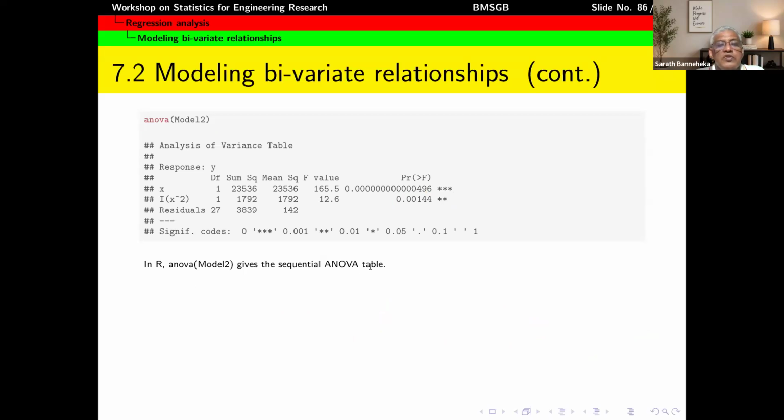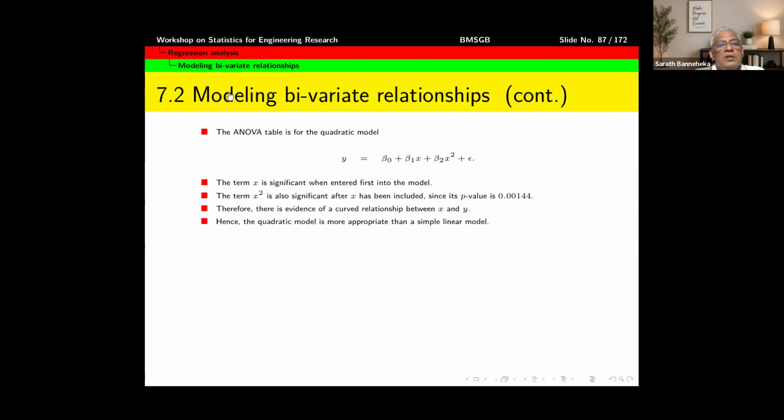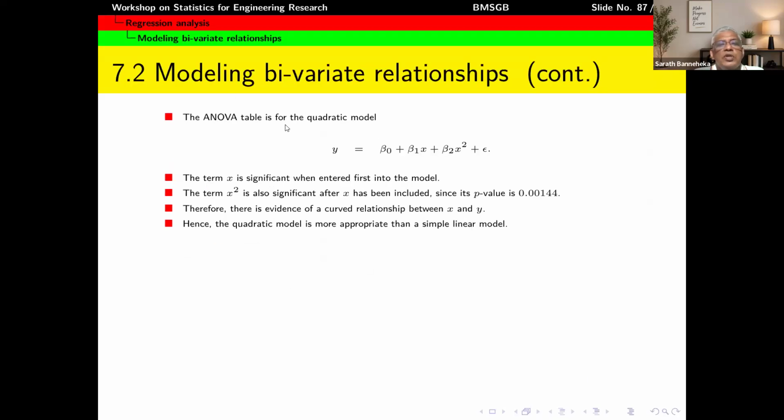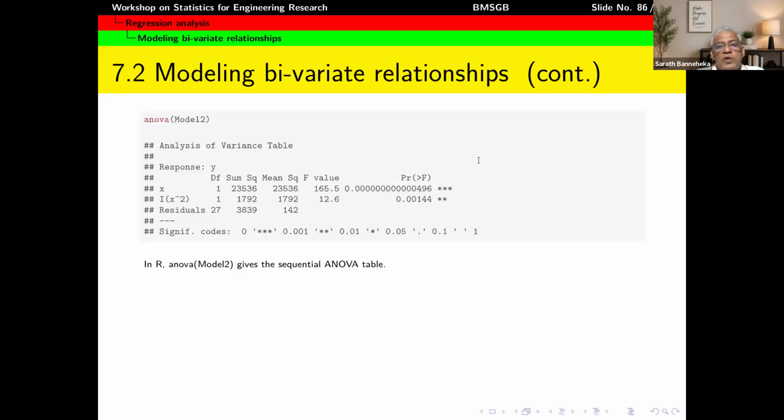Yeah, so this gives you the sequential ANOVA table. If you have several variables, it gives you F values sequentially, right? So the first one, if you include this X at the beginning, this is the F value for that model. And then this is the F value for the model that has both variables. So that's what you mean by sequential ANOVA. This ANOVA table is for the quadratic model that we are considering here. The term X is significant when entered first into the model. So that's what this means.